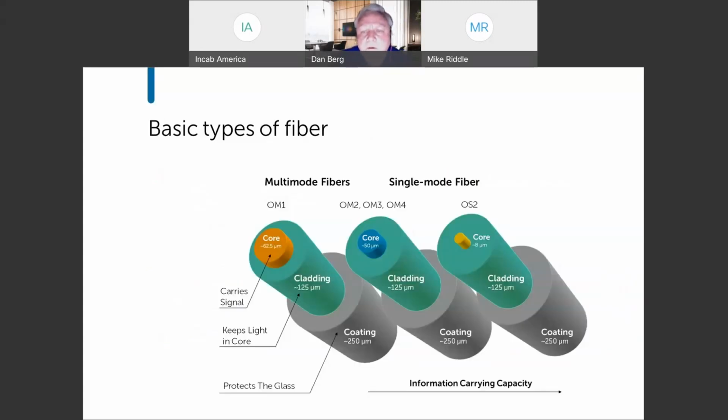Okay, what are the basic fiber types? We've got step index multimode, we've got graded index multimode, and we've got single mode. We don't show the step index multimode here because it's not used very much anymore. We primarily use the graded index multimode. The step index multimode basically has a core of one index of refraction and a cladding of a different index of refraction, much like a single mode fiber. And because of the core size, it allows a lot of different light rays or modes going down the length of the fiber.